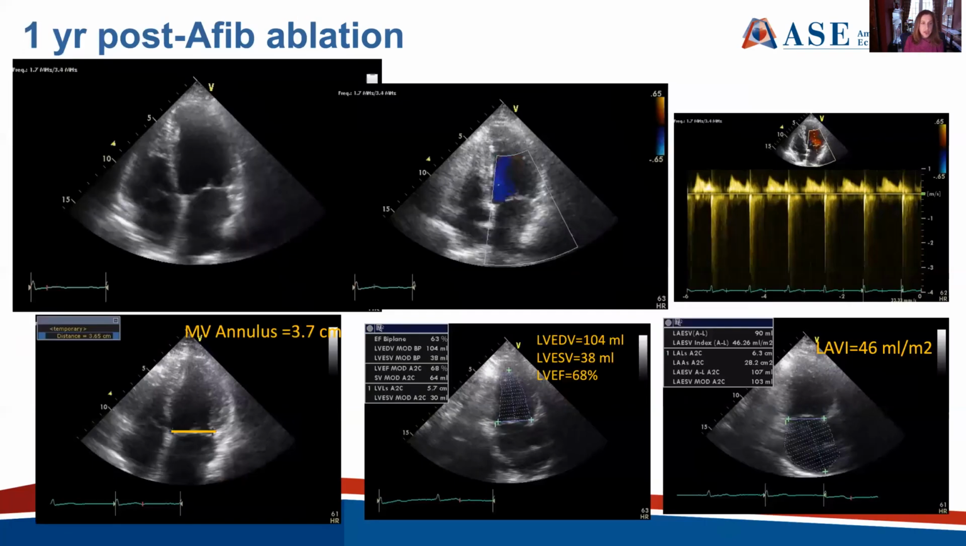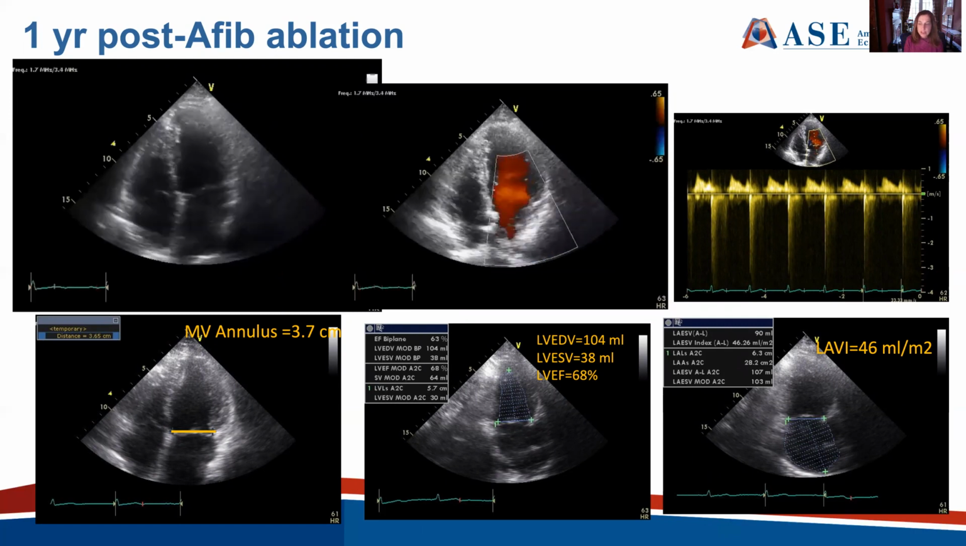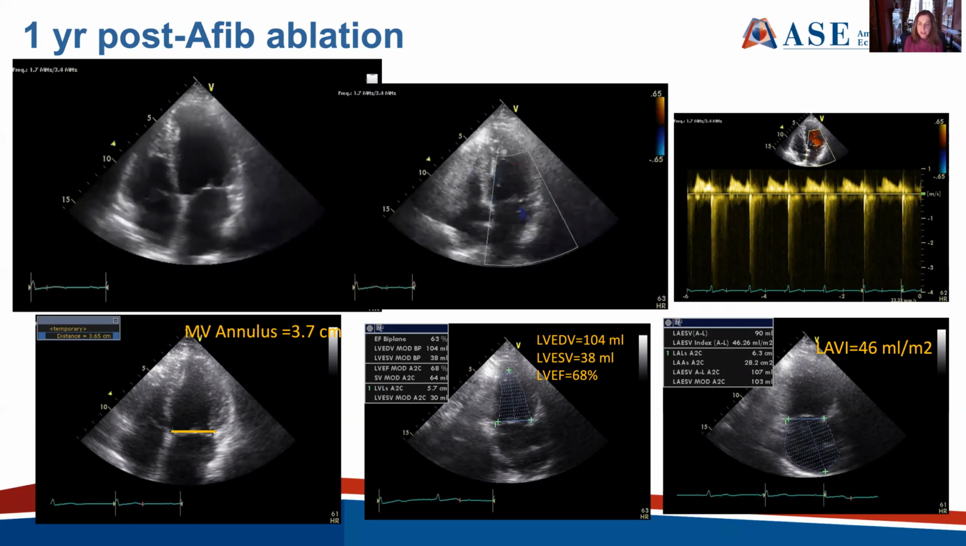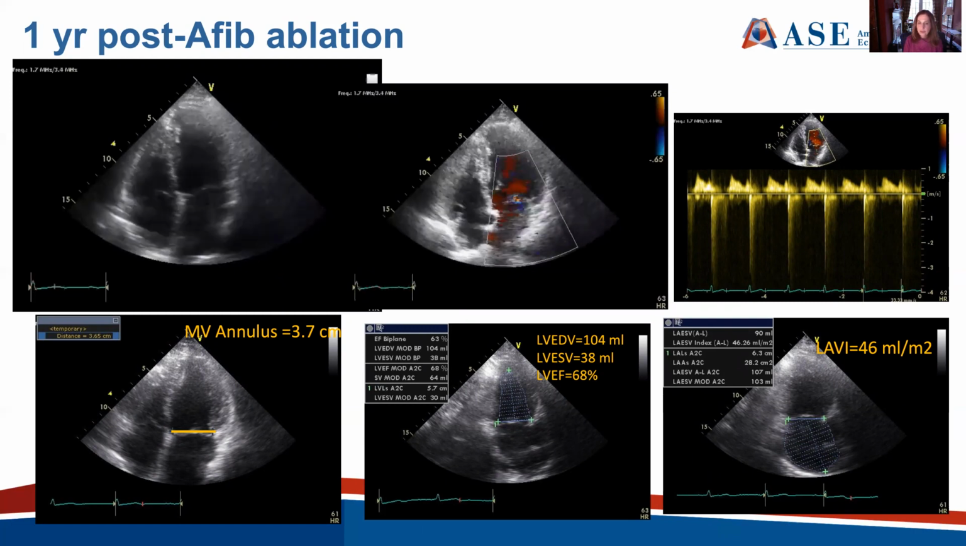So she undergoes atrial fibrillation ablation, and you see here that her left ventricular function has improved. Her left atrium is enlarged still, but smaller than it was before. Her annulus has also decreased in size, and you see now that her mitral regurgitation has decreased from moderate to trace.